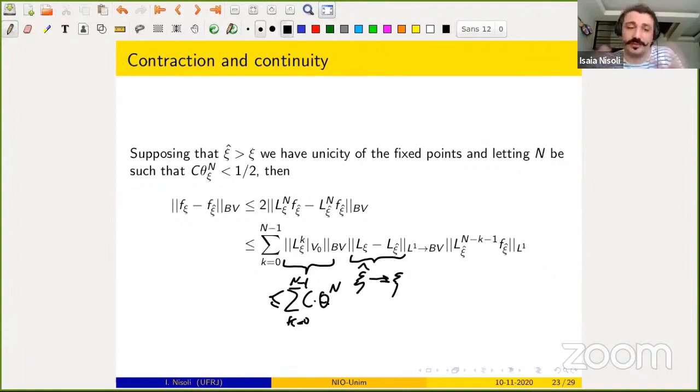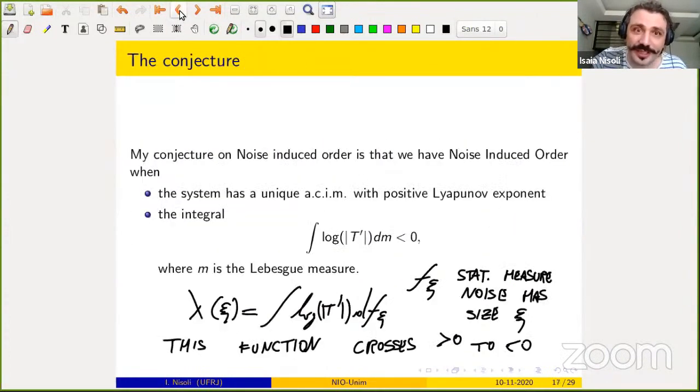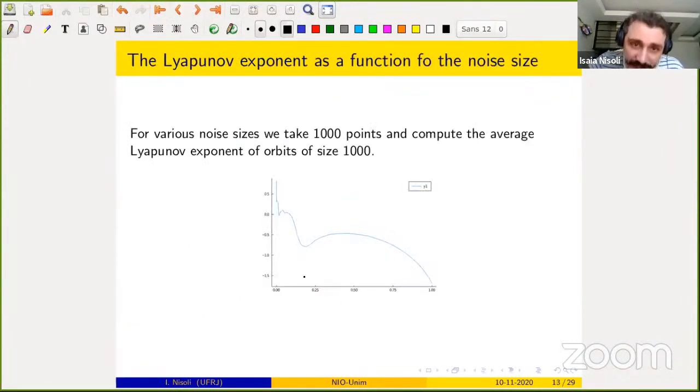And this is a trick. If you have continuity in BV of the stationary measure, then by hypothesis R3, the logarithm of the derivative is in L1 of Lebesgue. So we have continuity in BV, and this tells us that this function is continuous. Essentially, what I say is that if there is mixing here, then from here above I know that the function is continuous. Then we get continuity.